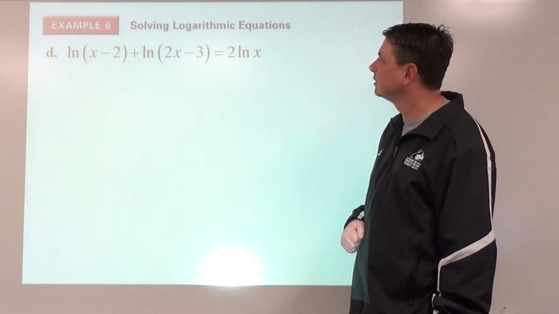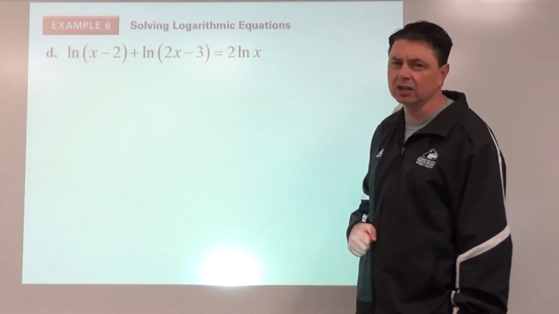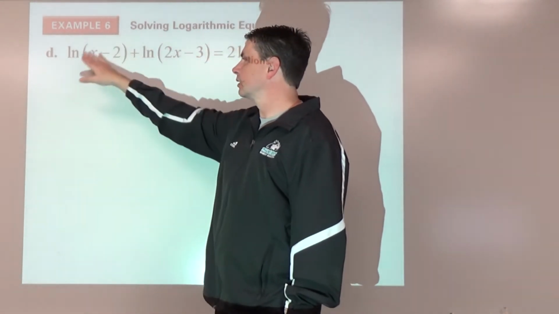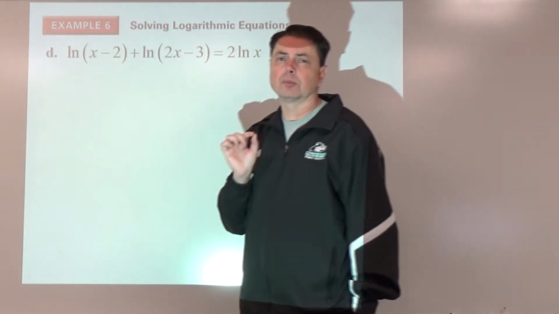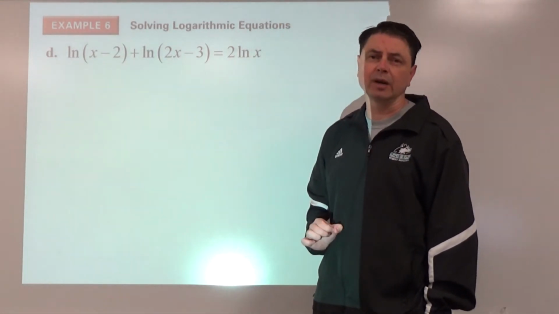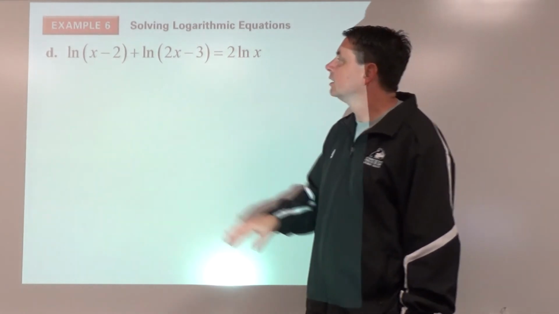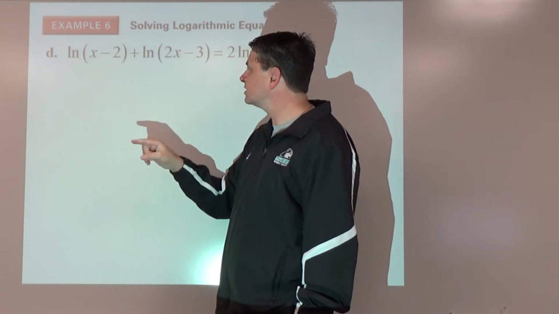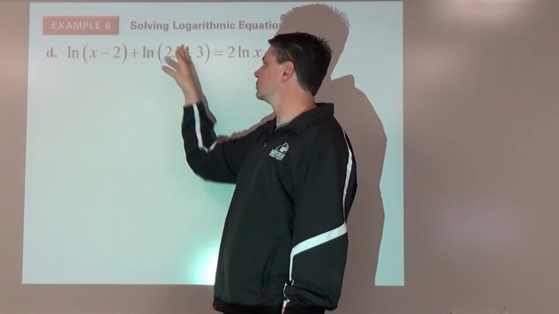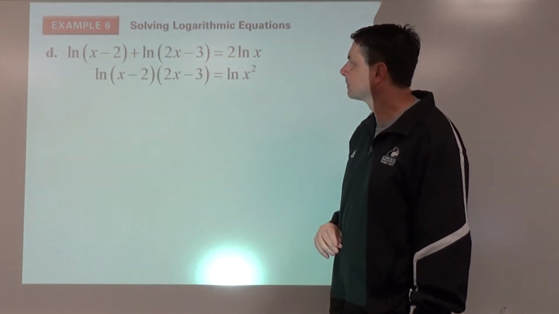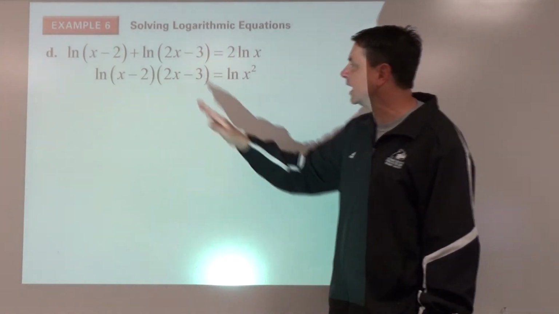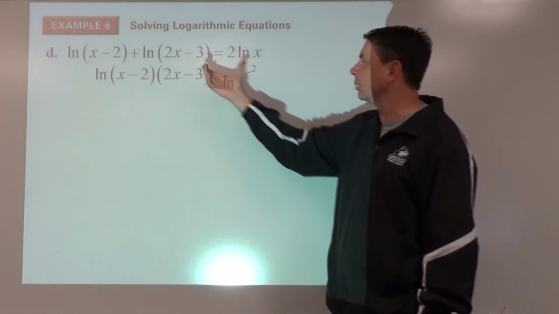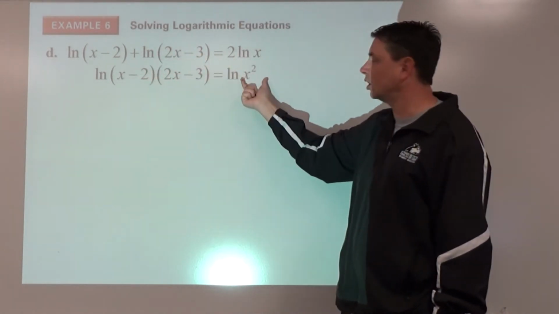Example 6, part D. There's a lot of logs in this one. So my worry over here is the left side with log plus log. So I'm pretty sure we're going to need to use log properties to condense. Log plus log, so that's the product property. So one single natural log, this times this. And then once we've done that, we have log equals log. So now we can use the 1-to-1 property. Argument has to equal argument.